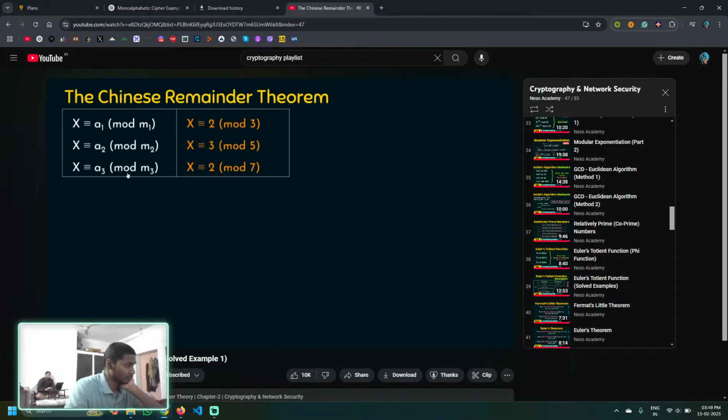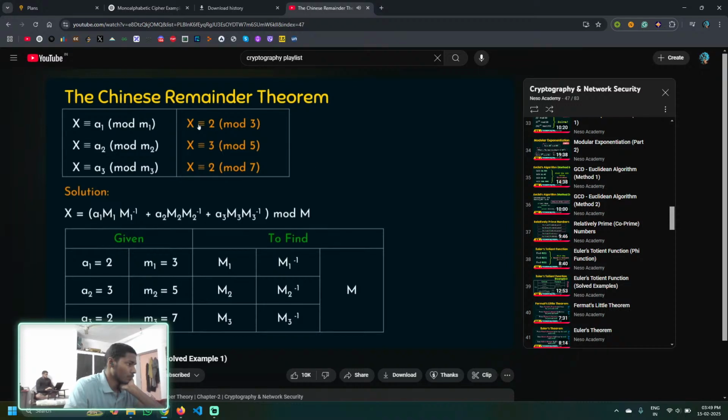And what's the given data in the question? It's x is congruent to 2 mod 3, x is congruent to 3 mod 5, and x is congruent to 2 mod 7. Let's compare these two so that we can find the given data. So we know this is the equation we are going to apply, and the given data are a1 is 2, a2 is 3, and a3 is 2. So that's what we have mentioned here: A1 is 2, A2 is 3, and A3 is 2.